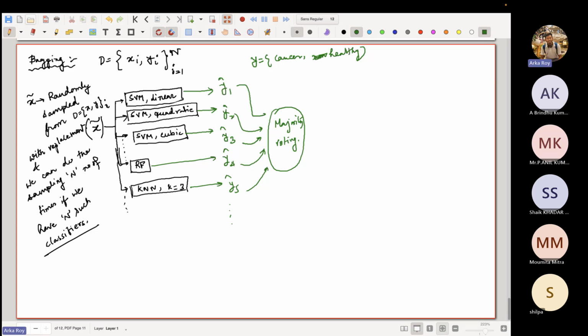So they will also generate the categorical variables. Let's say in this case, this is cancer. In this case, this is healthy, this is healthy, this is healthy, and this is, let's say, cancer. And in general, we have n such predictions, but in our case, let's say we have only 5 such classifiers, so we have 5 such outputs. So in case of majority voting, what we actually do is try to generate the mode. Mode is basically whichever entity is occurring most frequently. So we calculate that.